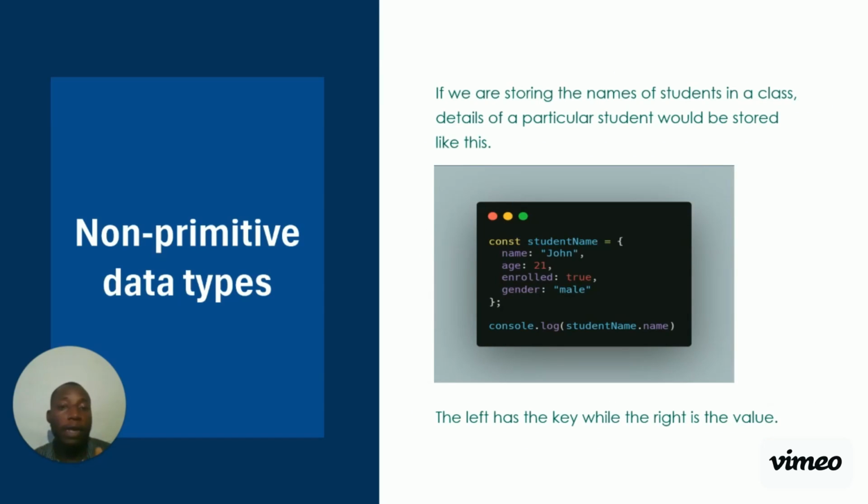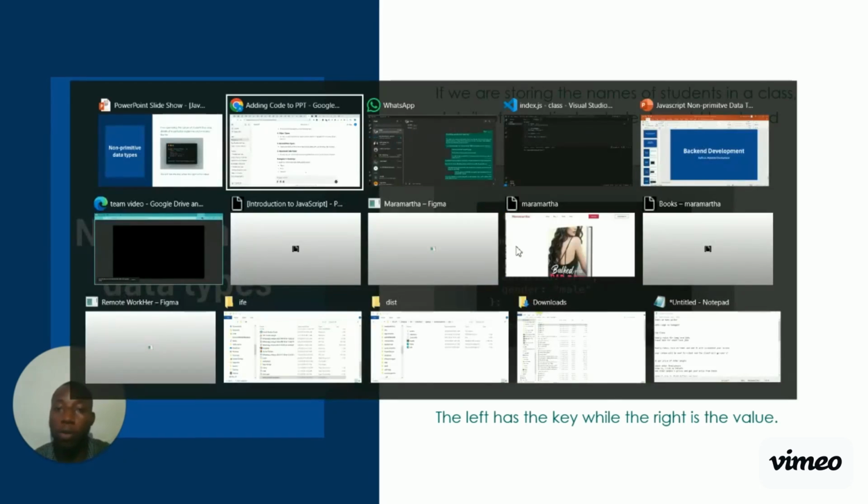So I have one example here. If we are storing the names of students in a class, details of a particular student will be stored like this. So we have the const student name, that's the variable declaration, and then we are assigning this object as a value to that variable. So we have name, age, enrolled, and gender as keys for this student. And then we have John, 21, true and male as values under this object. Let's go to VS Code.